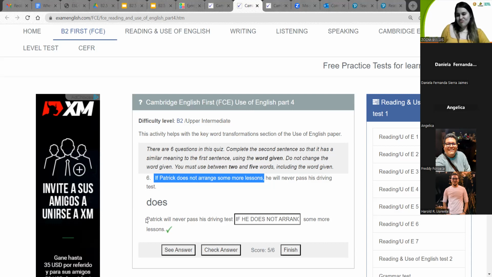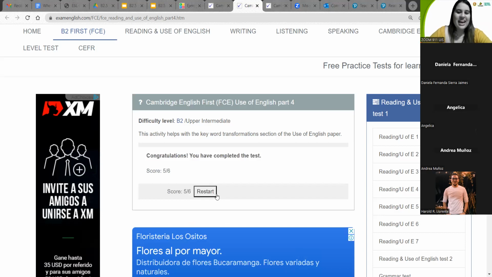We need this type of exercise in the test. We need to be the ones that find these easy. Okay, very good. Excellent.